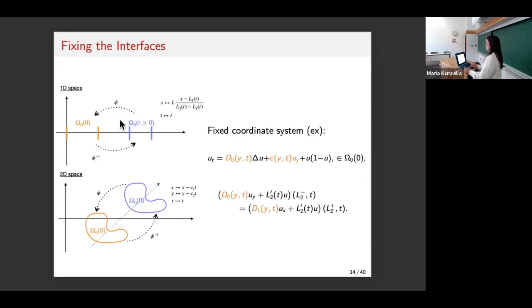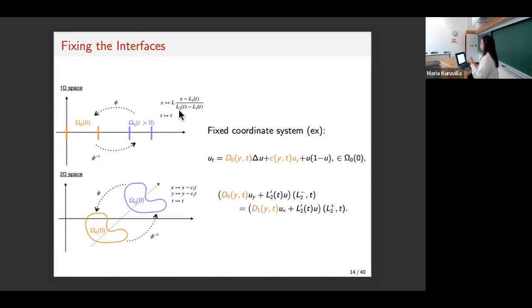So how do we fix the interfaces? The first thing we do is recognize that we can build a mapping between two coordinate systems. In one coordinate system, the first one we saw already, where I've already defined our equation, the interfaces are moving in space. In the other coordinate system, they are fixed in space. I will call the one where they move in space the physical space, and the one where they're fixed the reference frame. In 1D, a general mapping that works is this one. So L1 and L2 can be defined as we wish. There's some restrictions on it.